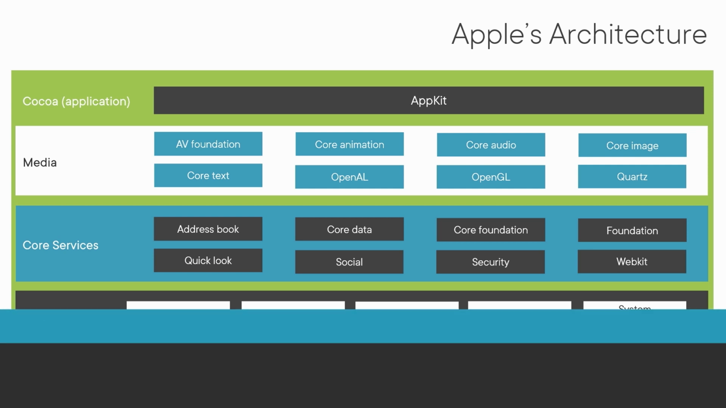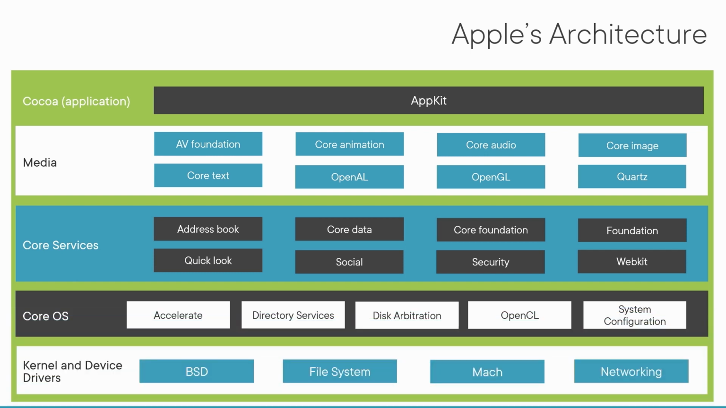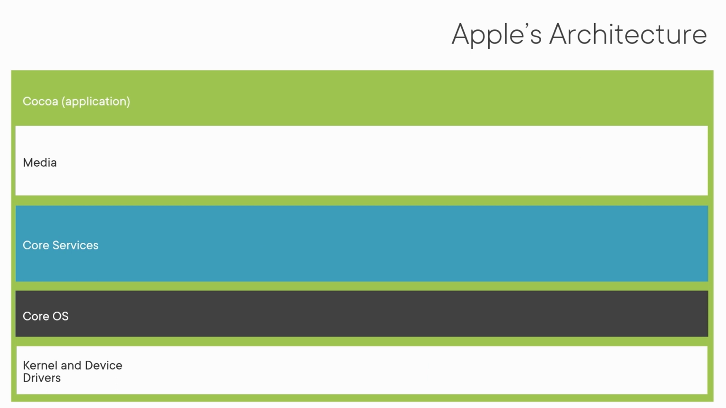iOS is simply an intermediary between the hardware and applications. And applications are not supposed to try to access the hardware directly. Instead, they go through several different layers of the architecture. Let's now drill down to each one so we have a better understanding.